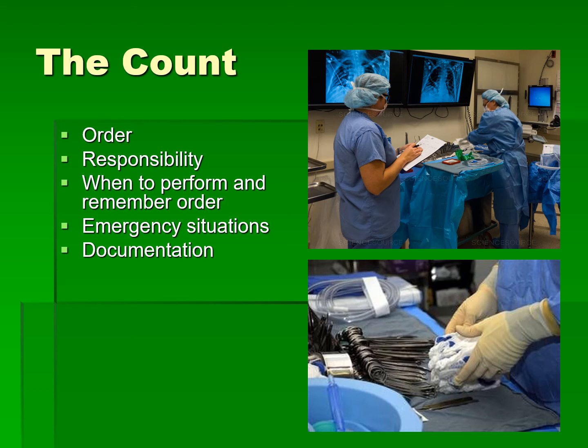Then you're going to go to the Mayo stand. The next place you would look for Raytex, if you hadn't found them all yet, is the back table, and then the last place would be off the field. Now, you're not going to count the ones off the field. The circulating nurse is. If there is any in the kick bucket, that's where off the field typically is. The nurse is going to count those, and you are there to verify. Okay?